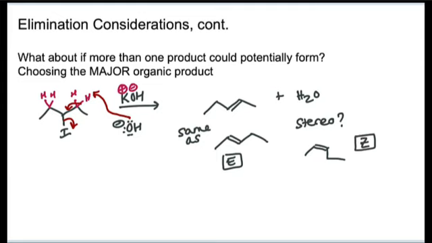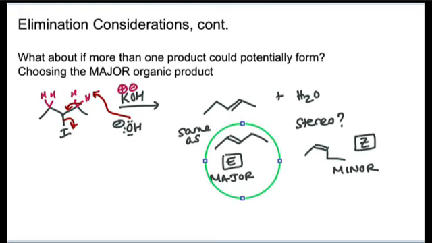Okay, so the question becomes, do we form E or do we form Z? And we try to form the most stable product possible. So when predicting the major organic product here, we would predict E. If the question is draw the major organic product, then you would want to actually only draw this.